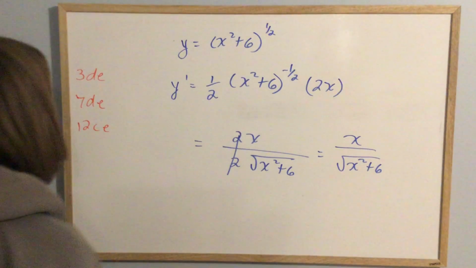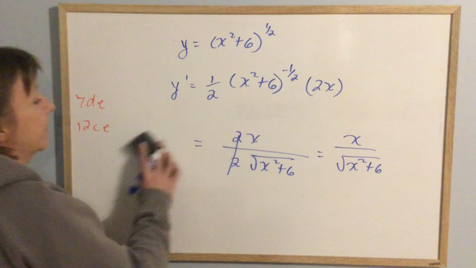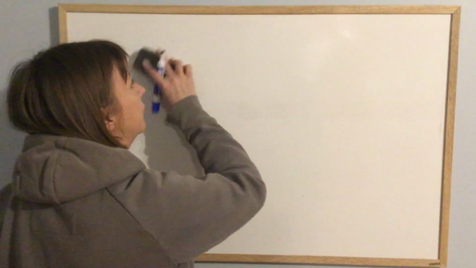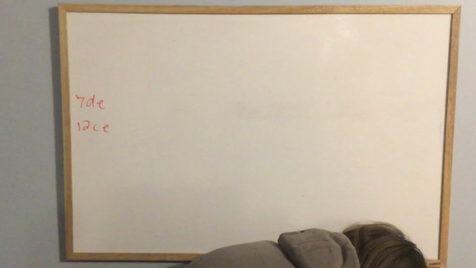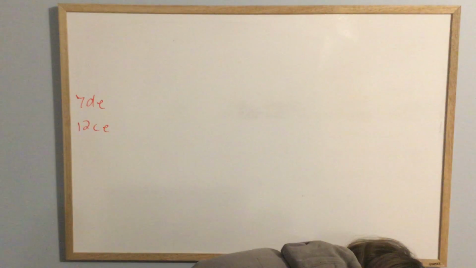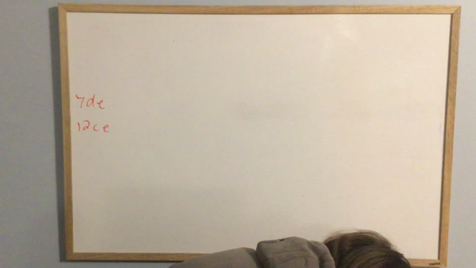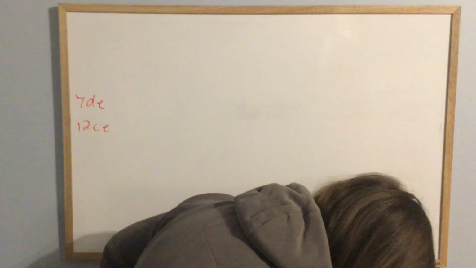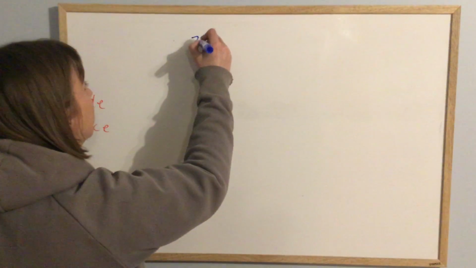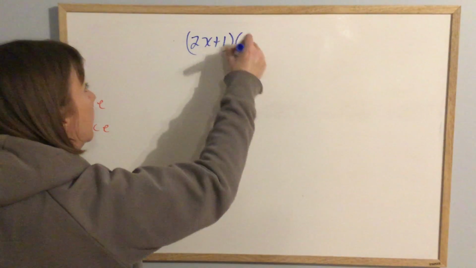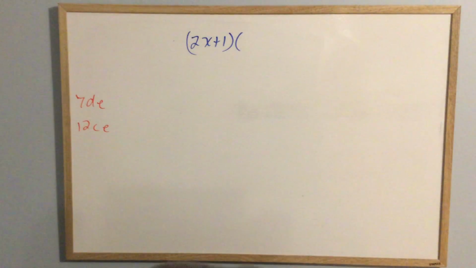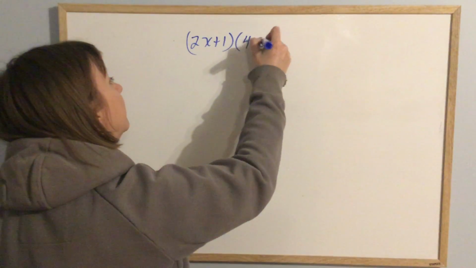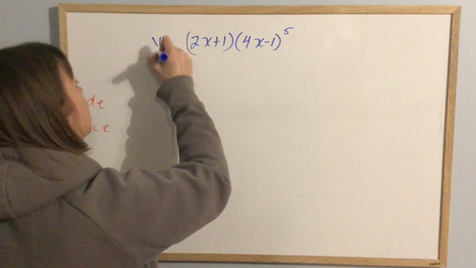I like it. So now we get to 7. For 7, I asked you to do D and E. So for number 7, determine the derivative. For number 7, D, oh yay, 2x plus 1 times 4x minus 1 to the 5th. I am getting very old and it's getting very late.